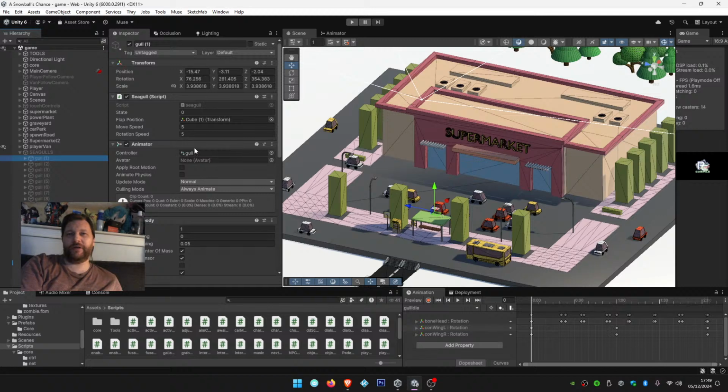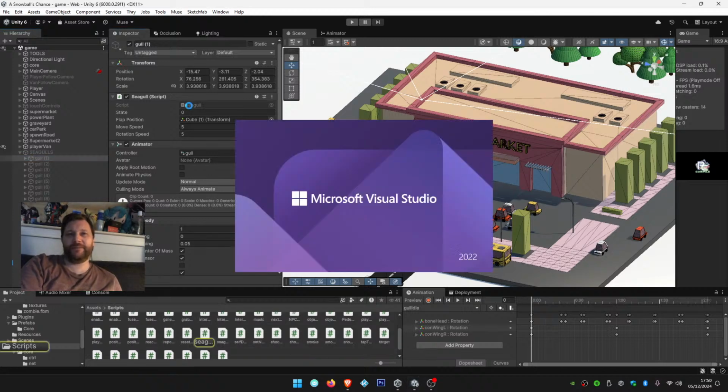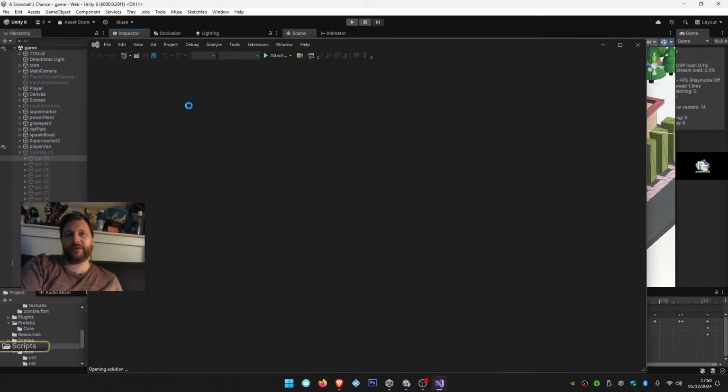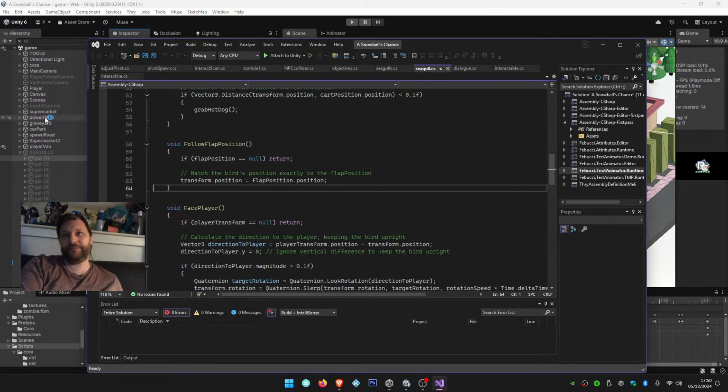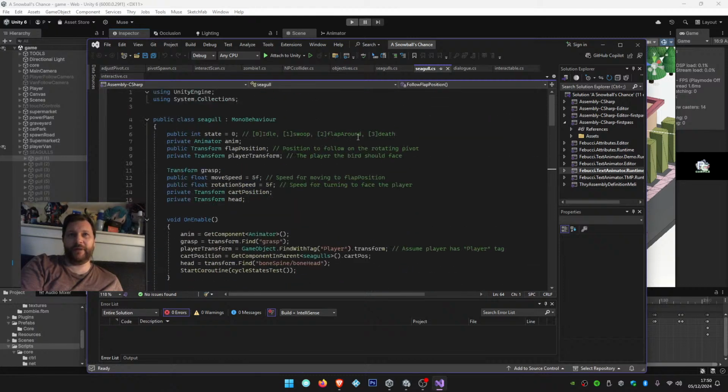I mean, they kind of want to move at the same speed. Yeah, they want to be synchronized. Okay, so we've got our Seagull script and we've got our Seagulls script. Our Seagulls script is the manager of the Seagull, right? And the Seagull script is the individual Seagull behavior.